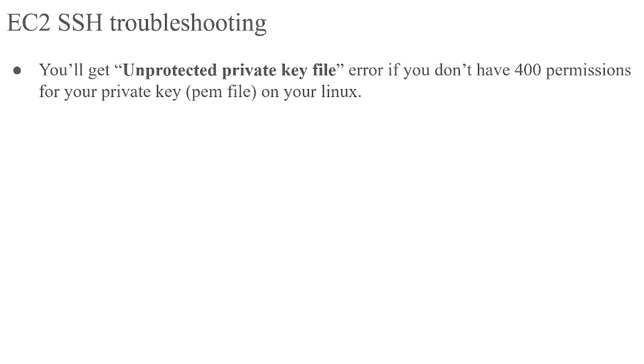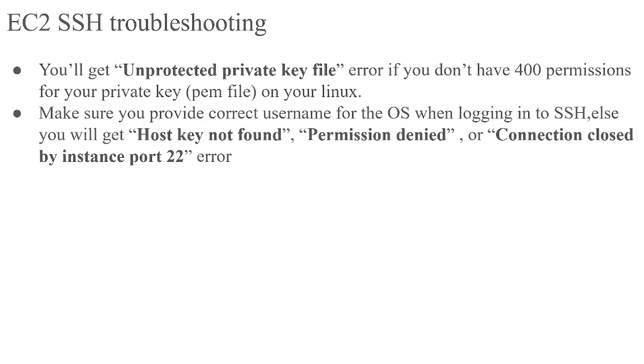You will get an unprotected private key file error if you don't have 400 permissions for your private key .pem file on your Linux. Make sure you provide the correct username for the OS when logging in with SSH, else you will get host key not found, permission denied, or connection closed by instance on port 22. Port 22 is the port at which the EC2 instance runs SSH.